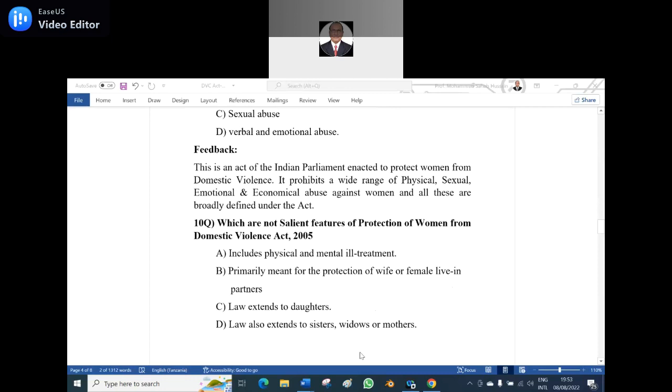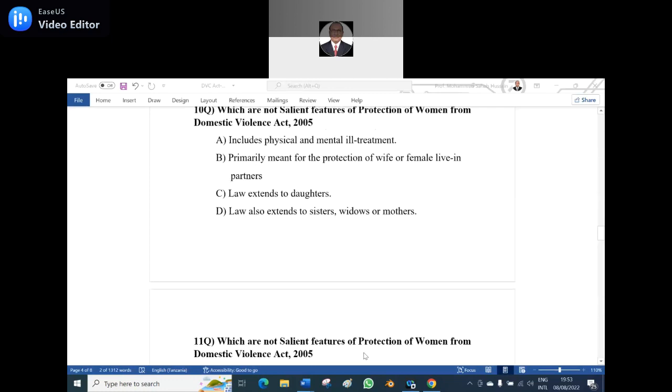Tenth question. Which are not salient features of the Protection of Women from Domestic Violence Act 2005? Option A, includes physical and mental ill treatment. Option B, primarily meant for the protection of wife or female live-in partners. Option C, law extends to daughters. Option D, law also extends to sisters, widows, or mothers. Option C. I already asked this question in another model, but I changed the model here. It can be asked in that way. Daughters are not included. Okay, next.